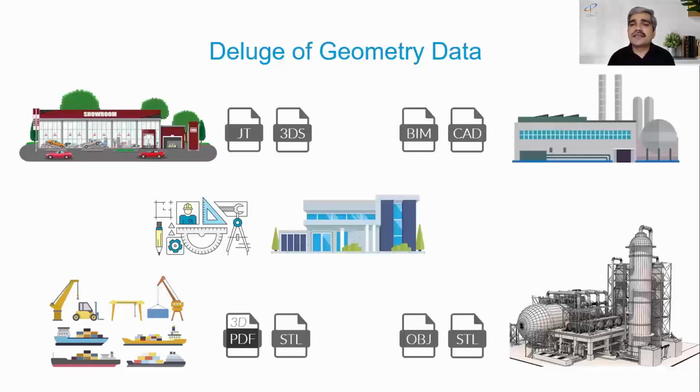This data, when it reaches the plants, will be either in OBJ or STL file format. When it reaches logistics, it will again be in the format of a PDF or STL document where you don't want to share too much detail. When it goes to sales and marketing, it's in a much lighter format like JT or 3ds file format. Now, all these formats have created different representations of the same data.